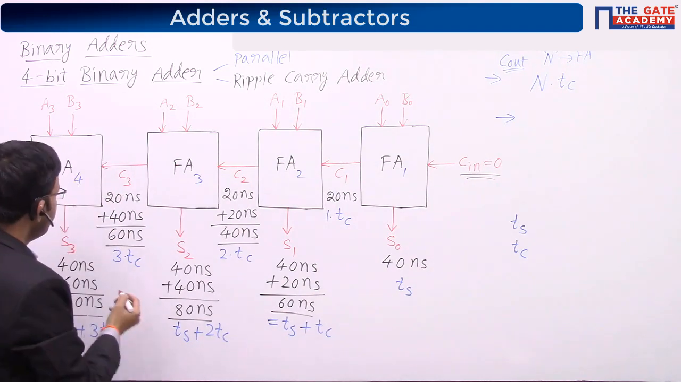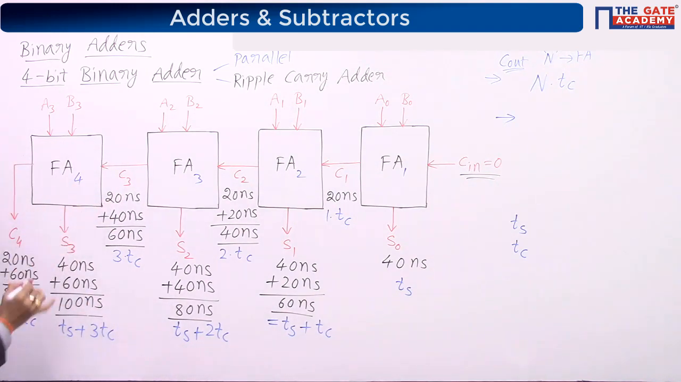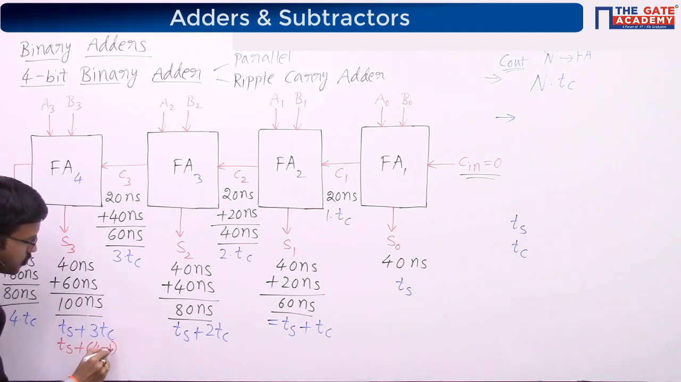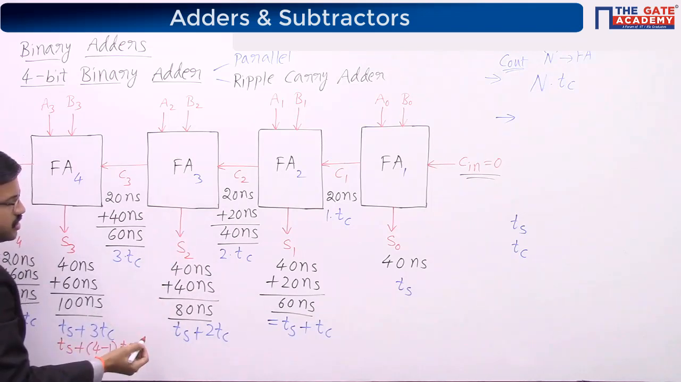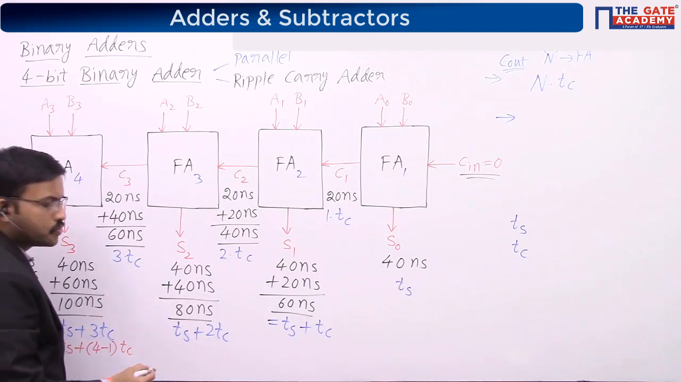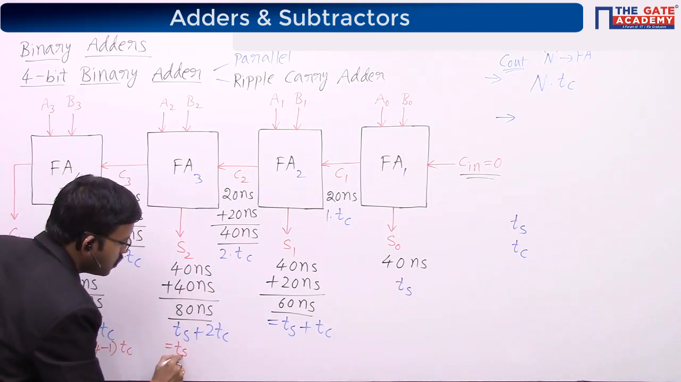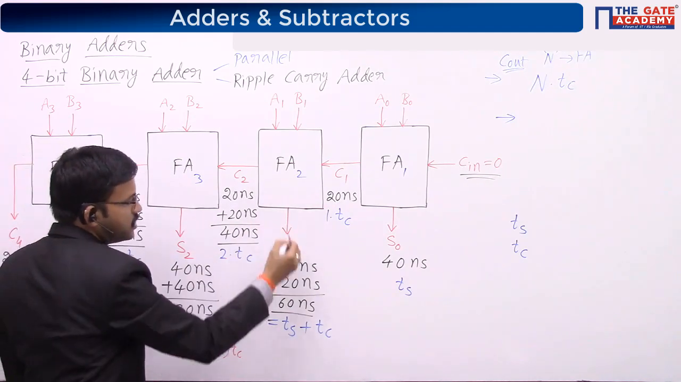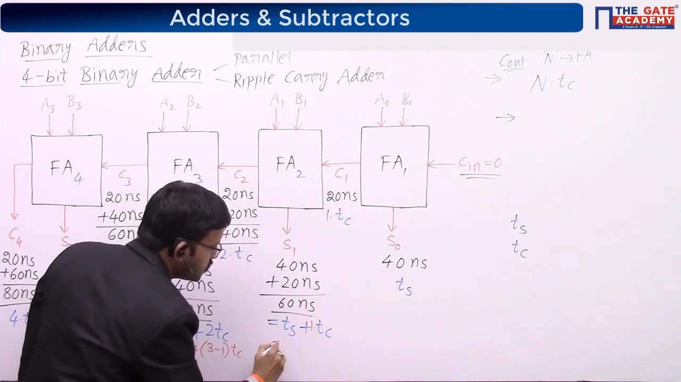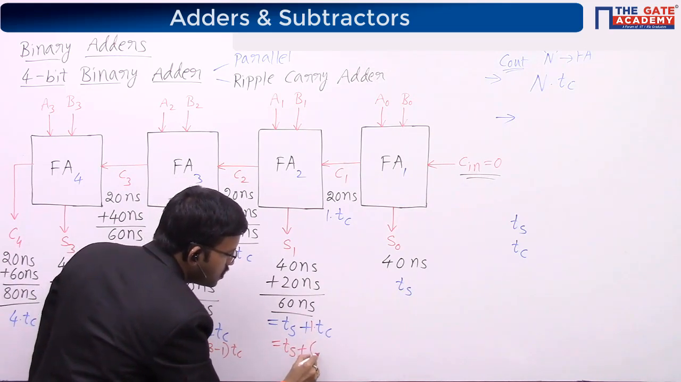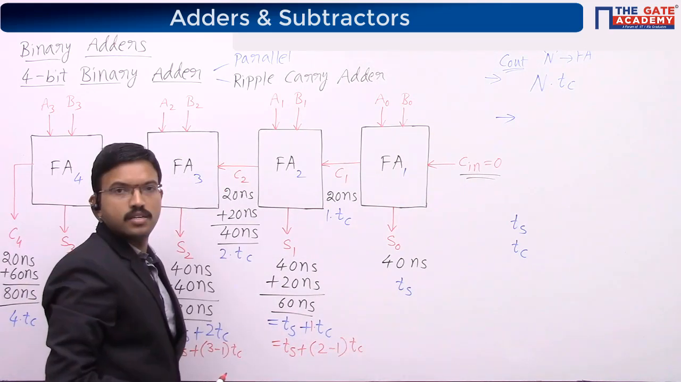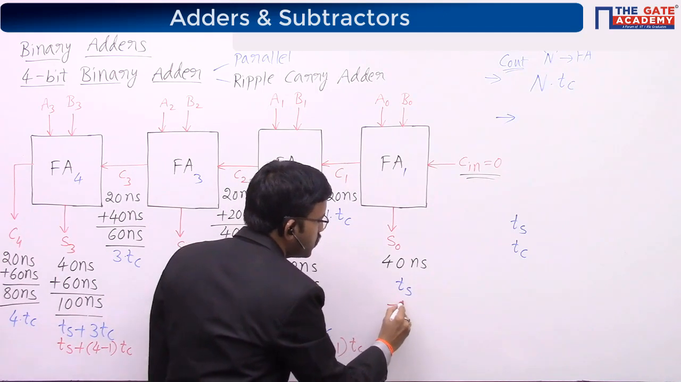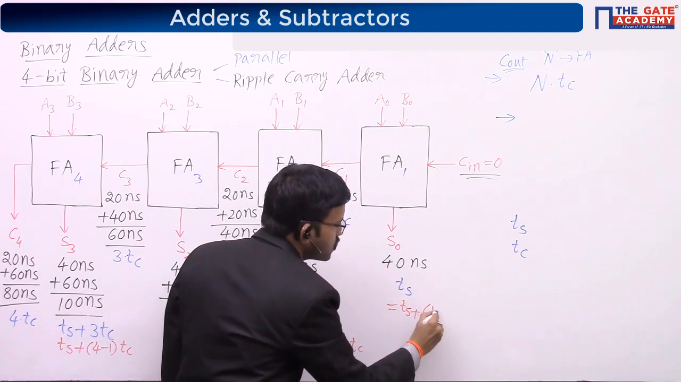Next, regarding sum, here at the 4th stage, I am having 3 here. So this one I can write as TS plus 4 minus 1 into TC. Third stage, I am having 2. This one I can write as TS plus 3 minus 1 into TC. Next, second stage, here I am having 1. This one I will write as TS plus 2 minus 1 into TC. Similarly, this one I will write as TS plus 1 minus 1 into TC.